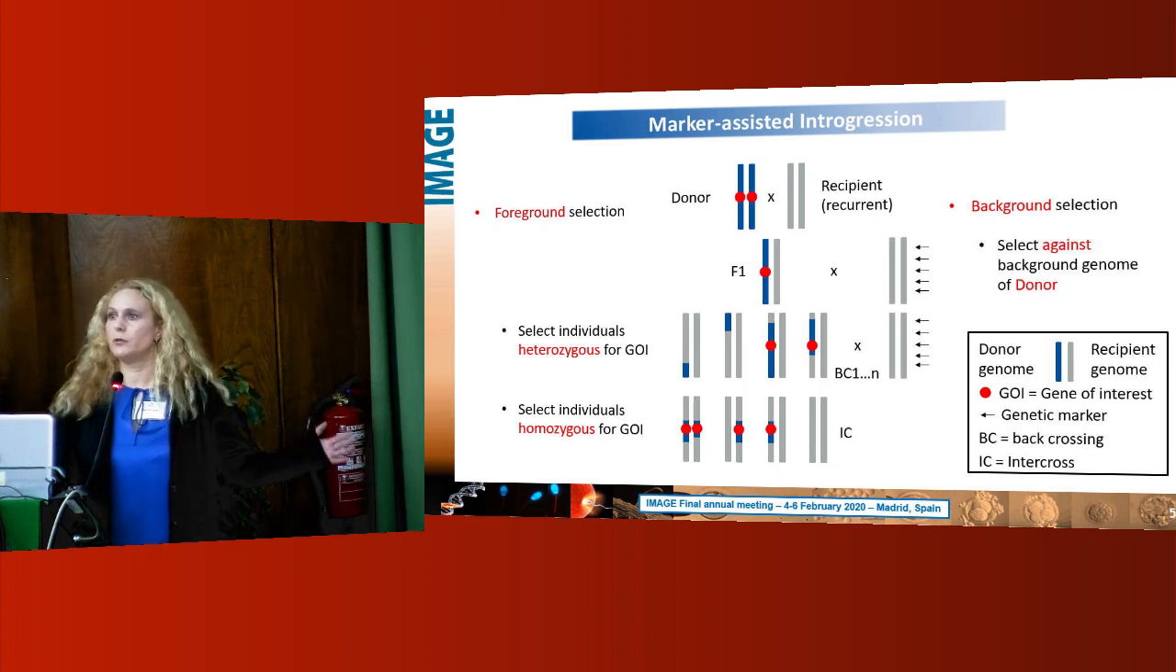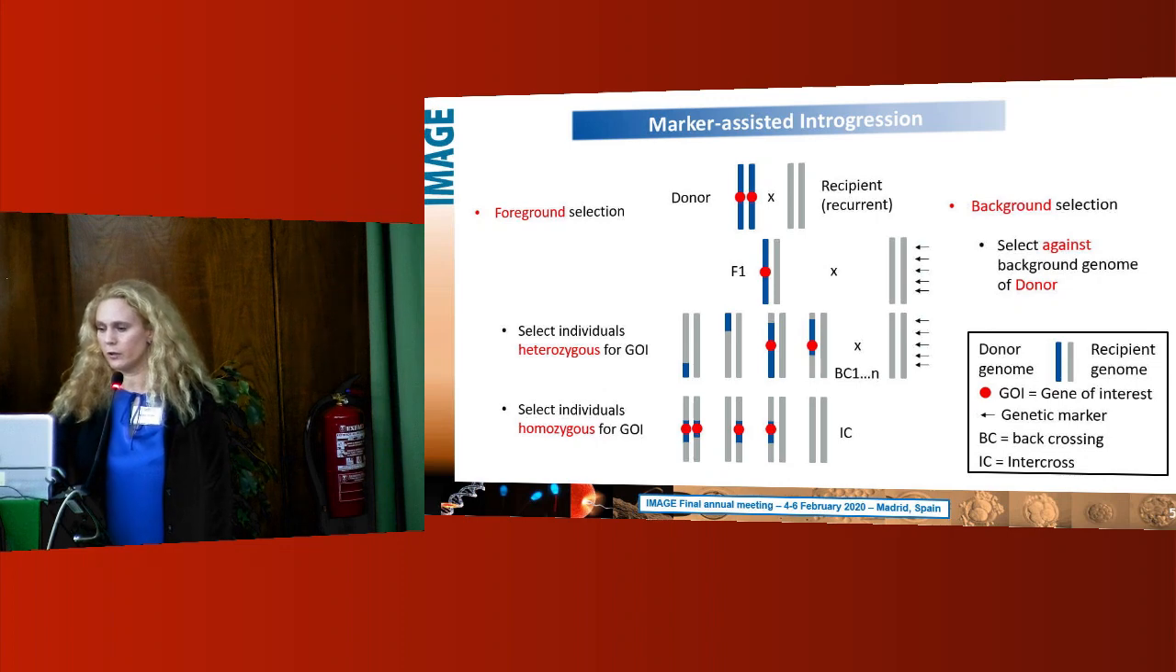On the one hand, we have to do foreground selection. This means that we select on each back-crossing cycle only heterozygous individuals, and at the end we only select the homozygous individuals. And on the other hand, we have to do background selection. This means that we select on each cycle of back-crossing against the donor genome.